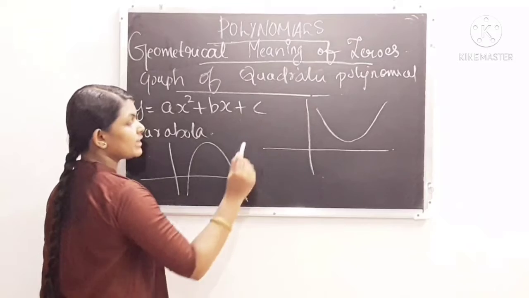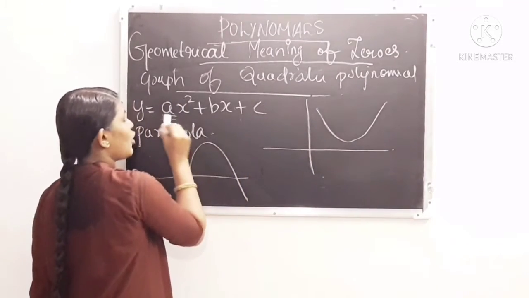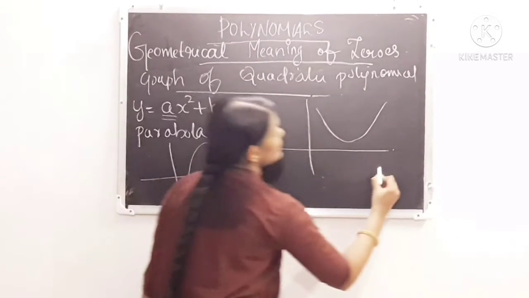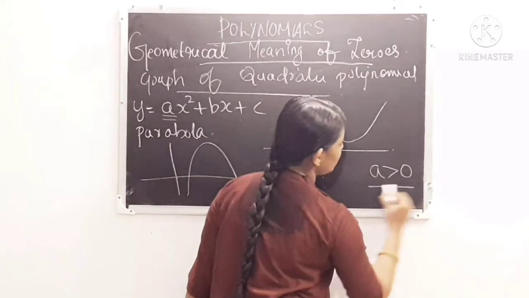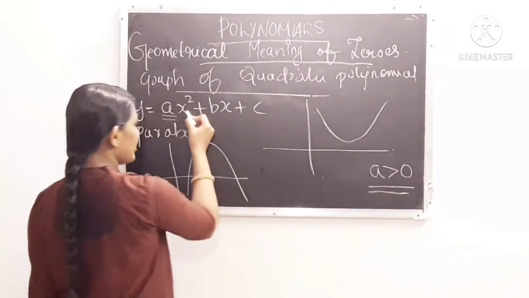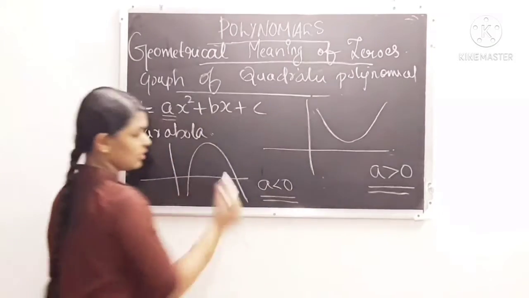And the condition for this parabola to open upwards or downwards is based on the coefficient of x square. If the coefficient of x square, or a, is greater than 0, the graph will open upwards. And if the coefficient of x square is negative, that is a is negative, it will open downward.